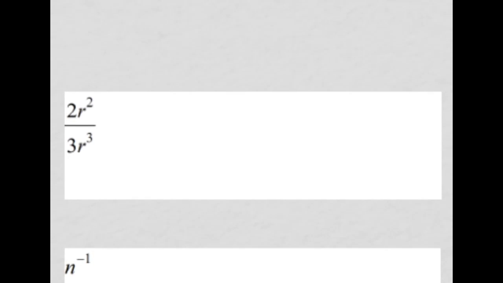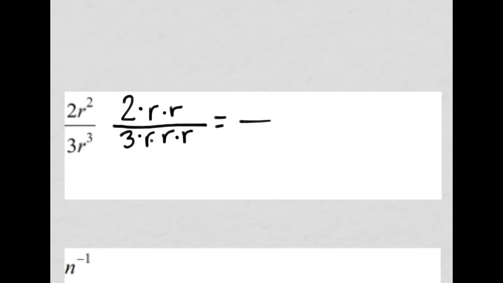So again, we're going to begin this one with expanding it out. 2r squared. So 2r squared is 2 times r times r. Now to the bottom, 3r to the third is 3 times r times r times r. I look at my 2/3. It does not reduce. So I just write it. Then I look for my pairs. That one cancels, and I'm left with 1 r, and it's on the bottom.